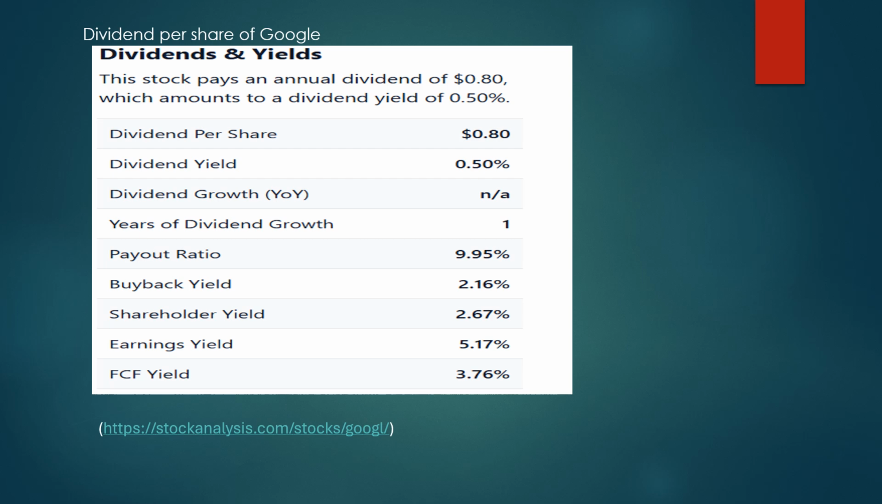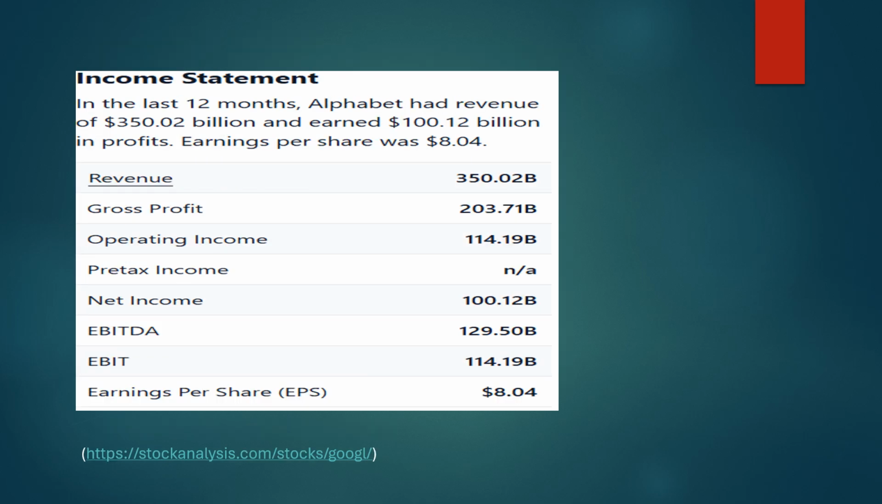And the dividend per share of Google is 0.8 dollars, the dividend yield is 0.5%, and the payout ratio is 9.95%. And in the income statement of Google in the last 12 months, Alphabet had revenue of 350 billion and earned 100 billion in profits. Earnings per share was 8.4.